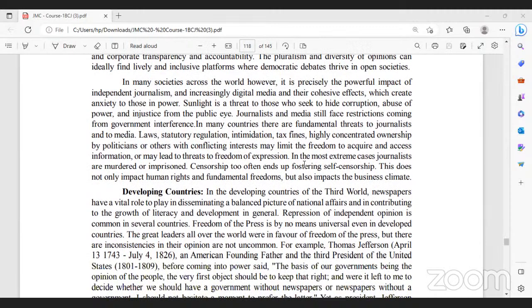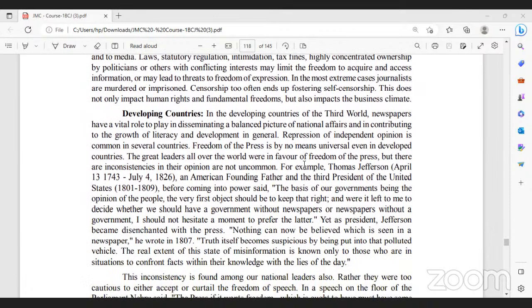Then we have developing countries. What do we mean by developing countries, and what is the role of media in them? In developing countries, that is, when referring to the third world nations, newspapers play a very important role in disseminating a balanced picture of national affairs, as they have to contribute to the growth of literacy and development of the nation.